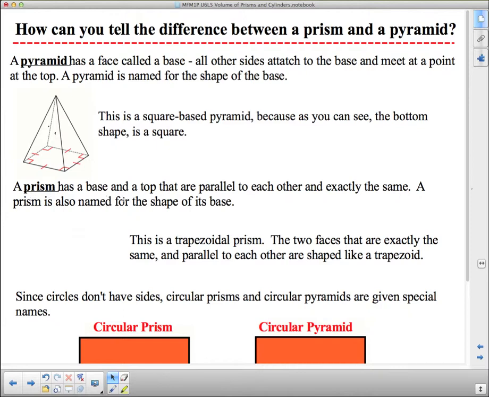A prism has a base and a top that are parallel to each other and exactly the same. A prism is also named for the shape of its base. So this one here, this was one of the funny ones from before, this is a trapezoidal prism. And even though it doesn't look like a base and a top because it's sort of set up on its side, we still call this face here its base, and then on the other side it has the top that's exactly the same shape.